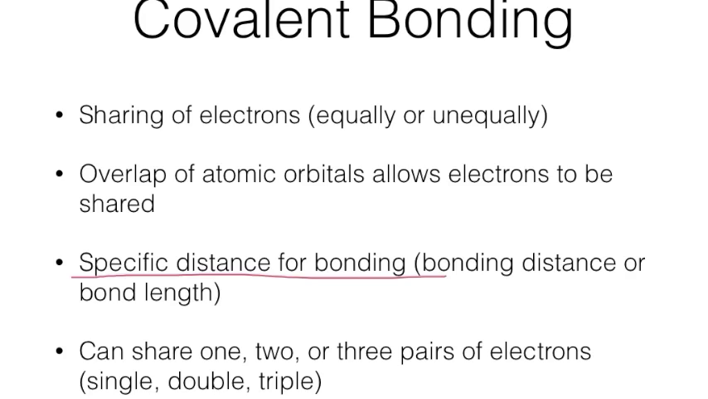Now we can share multiple pairs. So we can have 1 pair, 2 pair, or 3 pairs of electrons. These result in what we call a single, double, or triple bond. Okay? Does this make sense?